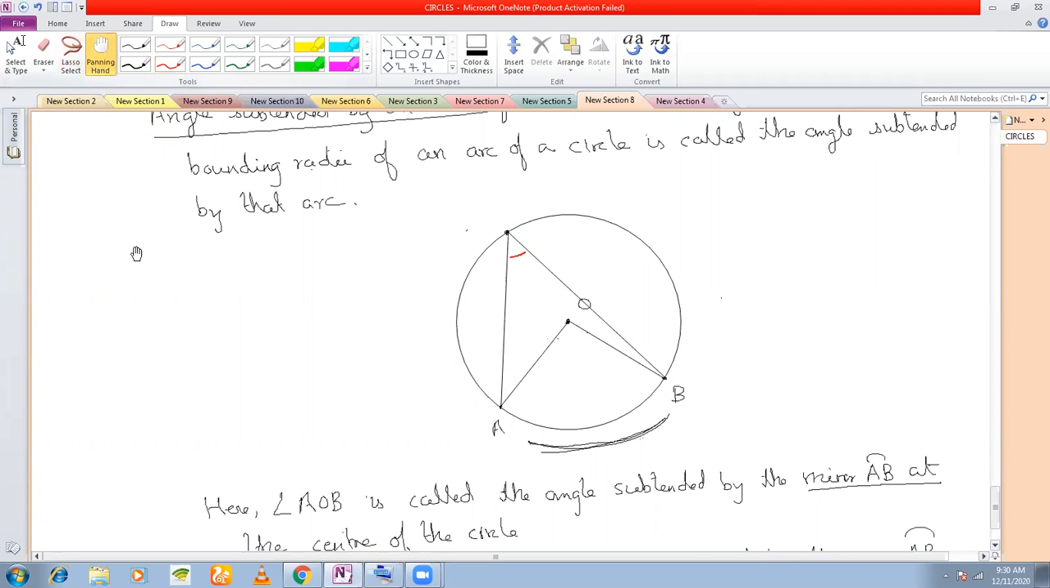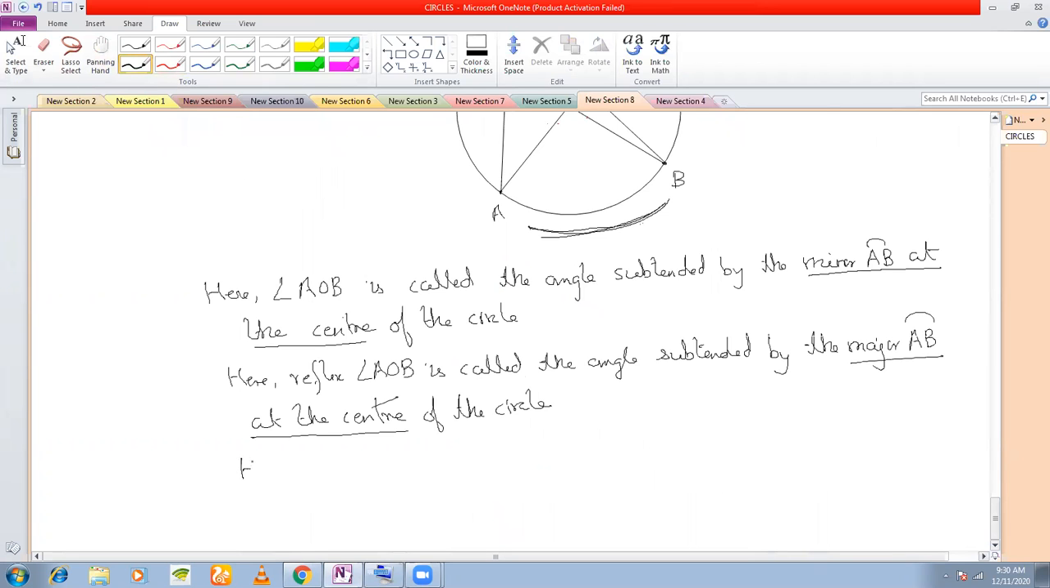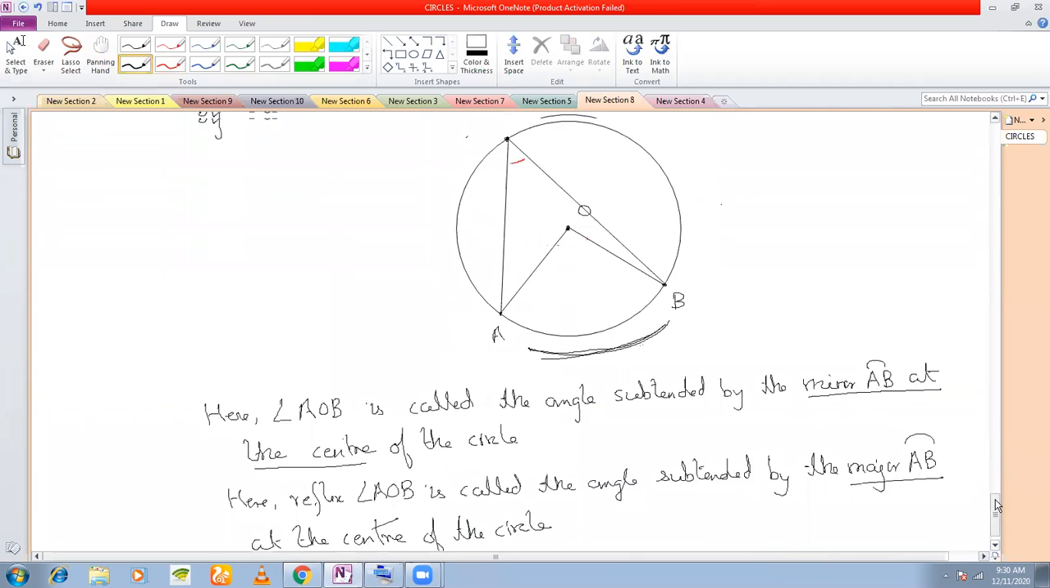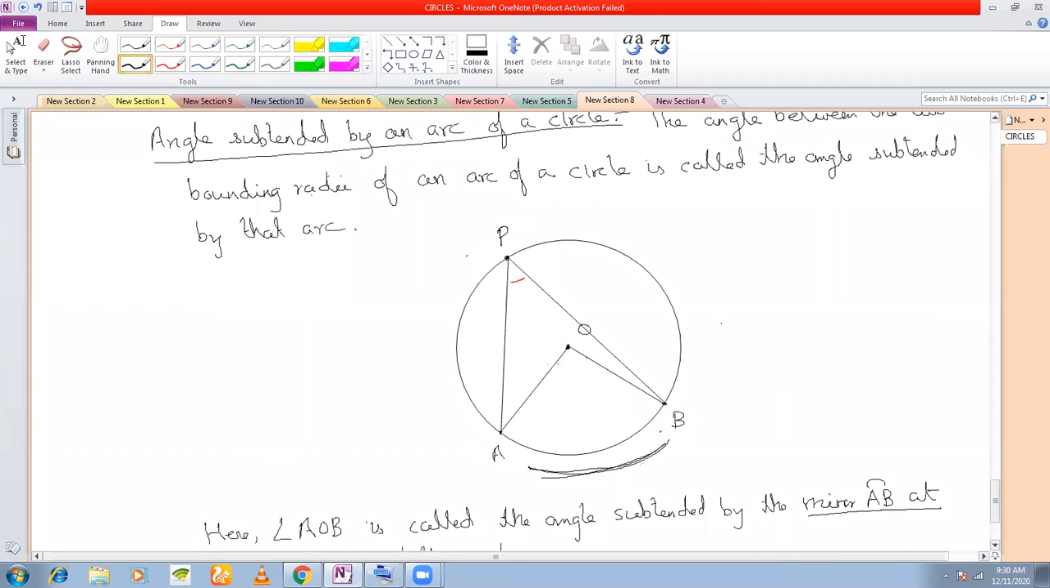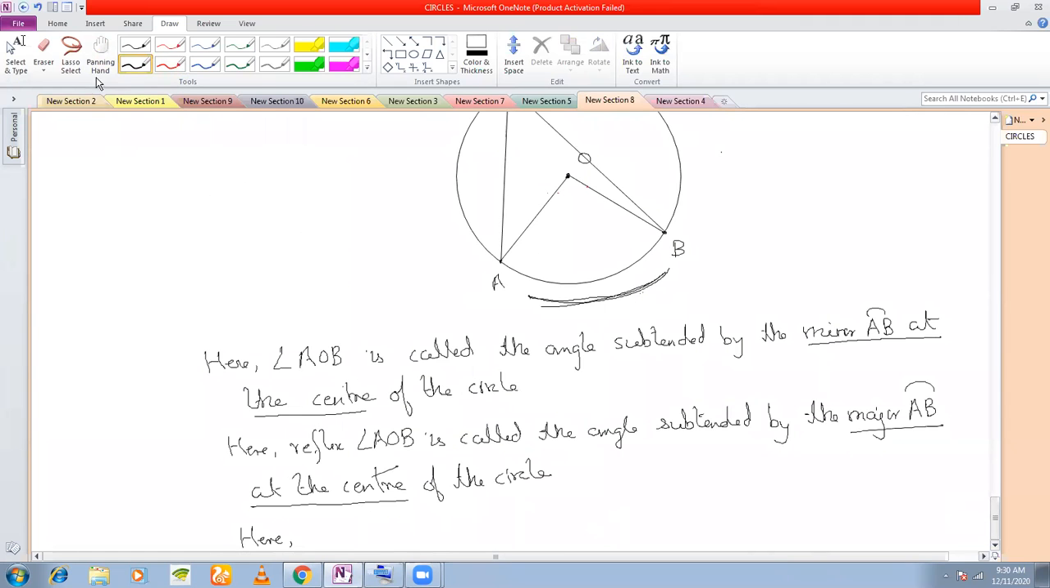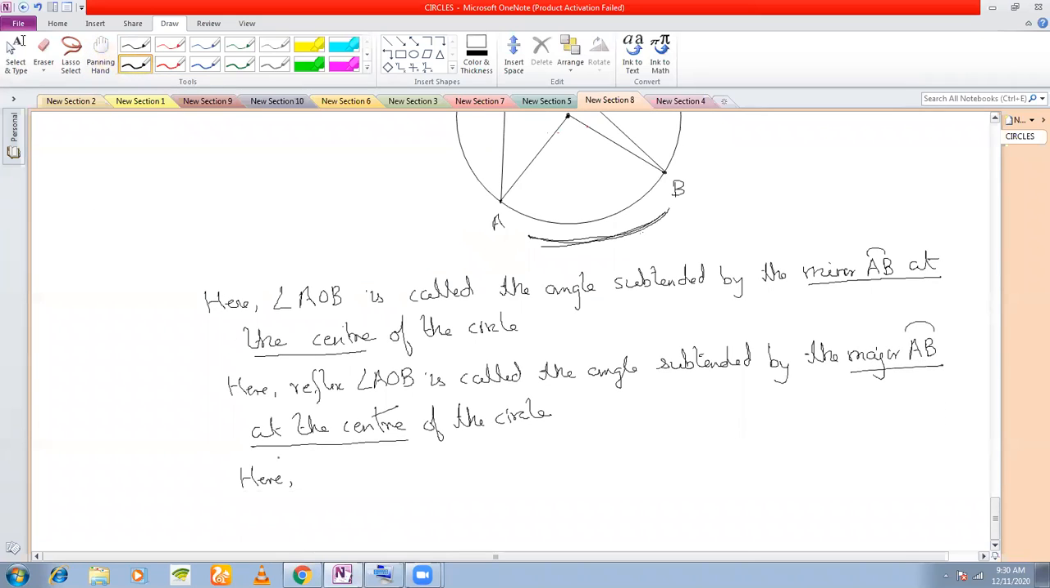Let us call this point P. Here, angle APB is called the angle subtended by the minor arc AB on the remaining part of the circle.